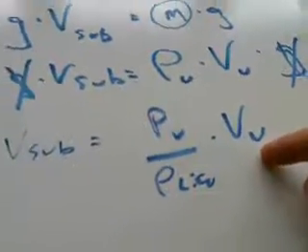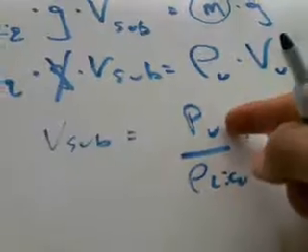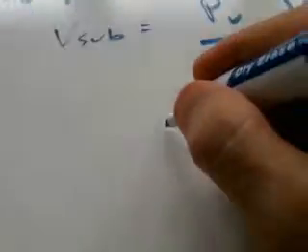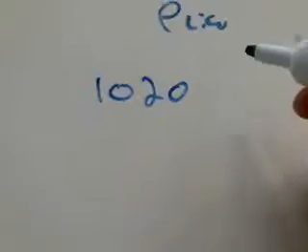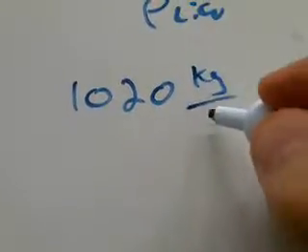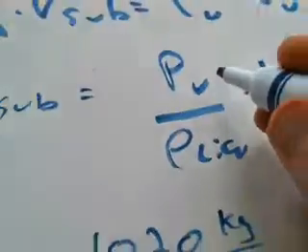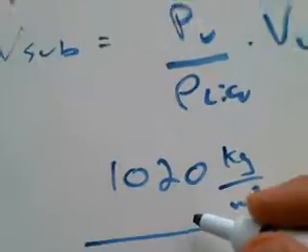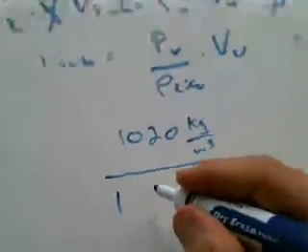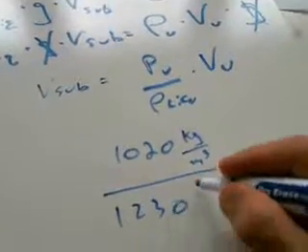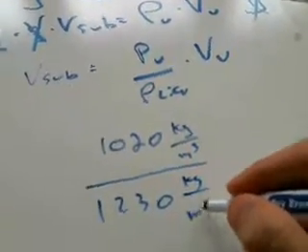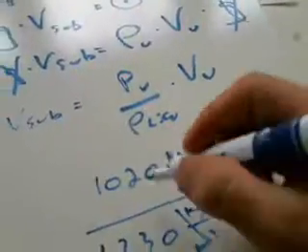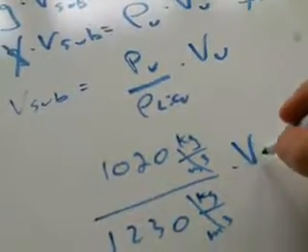Okay? And it'll make sense in just a second, but the density of u, it doesn't matter which one of these you want to use, the 1020 or the 945. They're both done exactly the same way. We can start with the 1020 kilograms per cubic meter. That's the density of u divided by the density of the liquid that was given in the problem, which again, very salty water, 1230 kilograms per cubic meter. Those units cancel, and it's this times the volume of u.